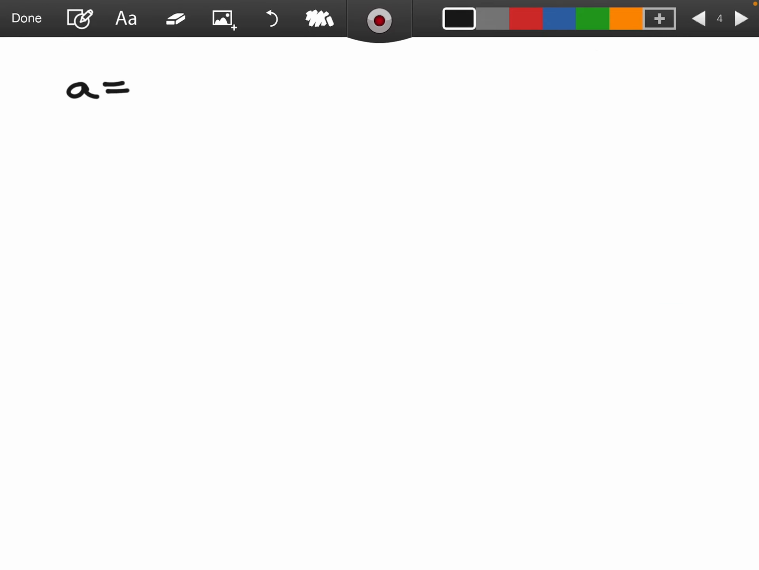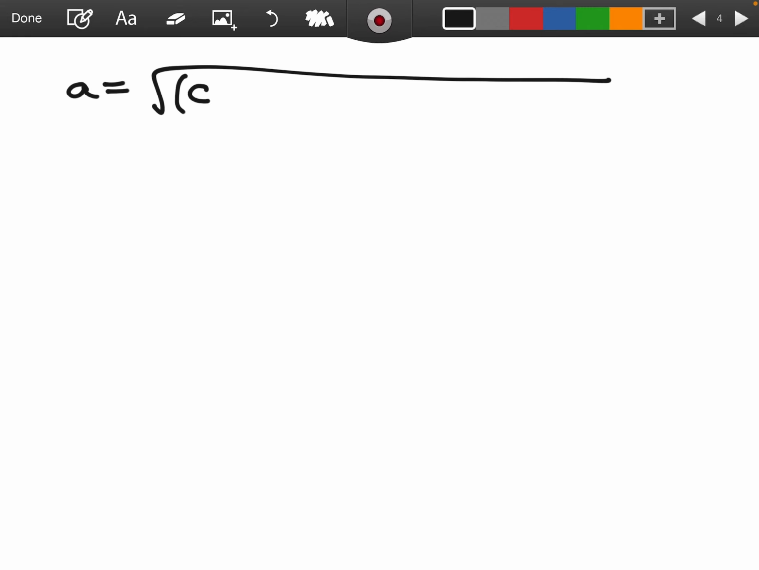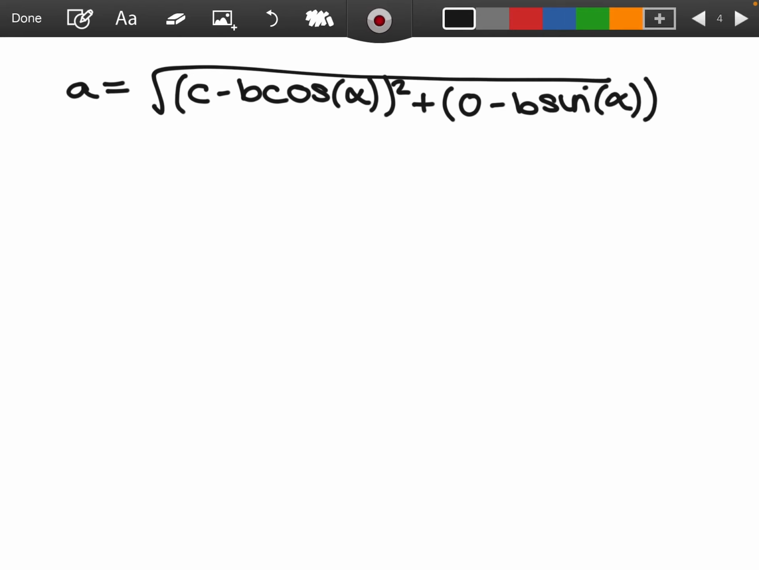So that tells me, using my distance formula, that A is going to be the square root of the difference between the x coordinates squared plus the difference between the y coordinates squared. So it's going to be c minus b cosine alpha, squared, plus 0 minus b sine alpha, squared. I'm just using that distance formula.